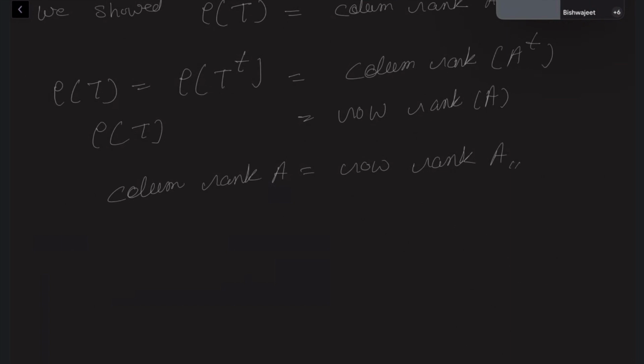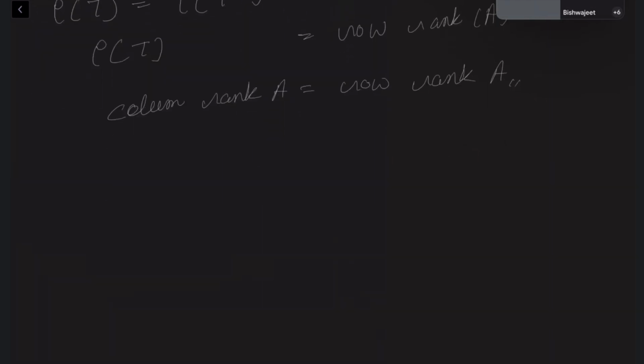The last thing we proved was that column rank equals row rank. So from today we'll be looking at eigenvalues and eigenvectors.